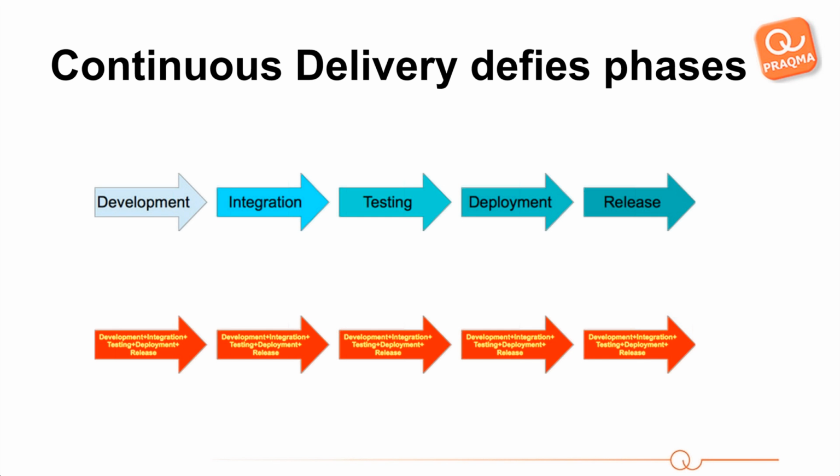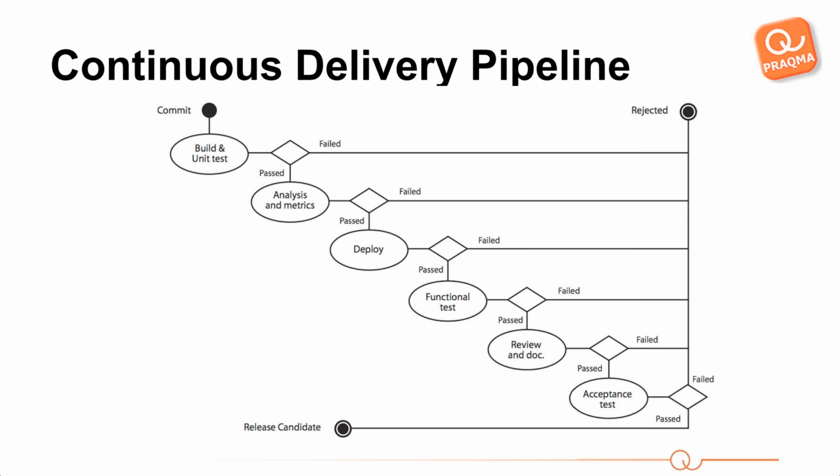No more phases in your software development process. What do we have instead? Well, instead of phases, you have a pipeline. The idea conceptually is that every single commit is a potential release candidate. You just have to figure out whether or not this particular commit that you're sitting with is indeed or is not a release candidate. And for that, you use a pipeline.